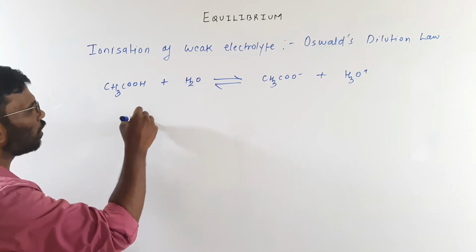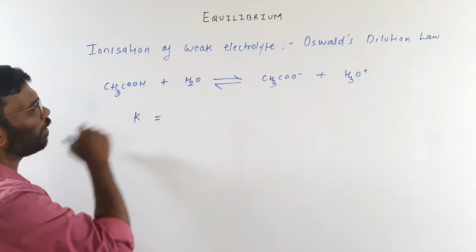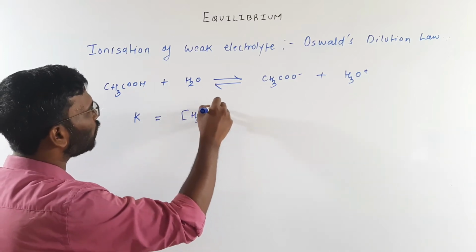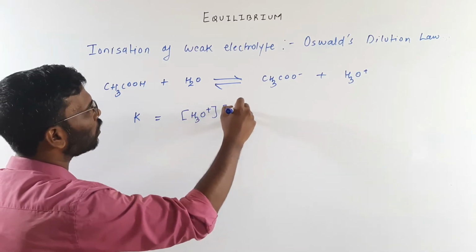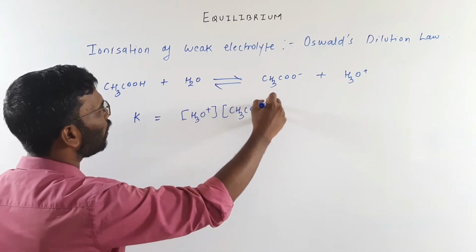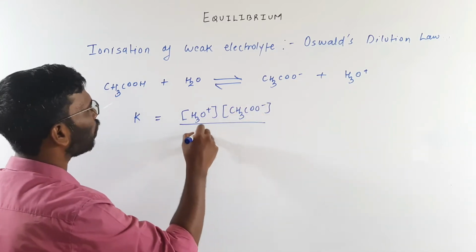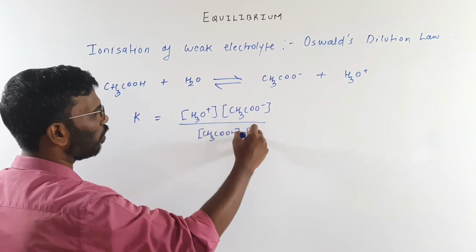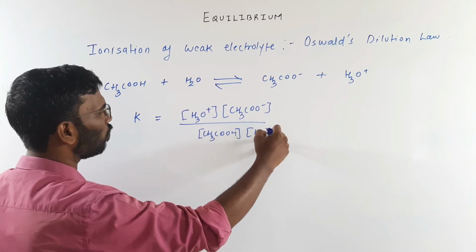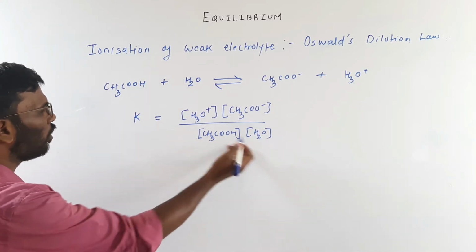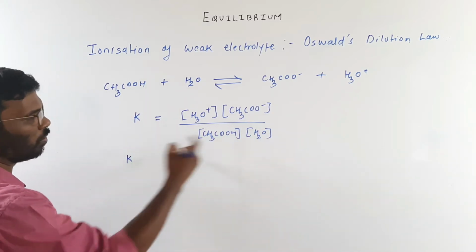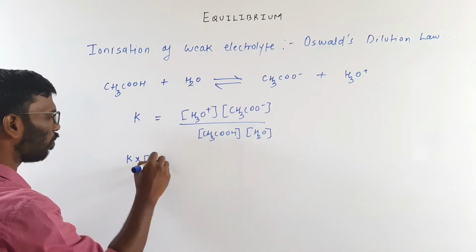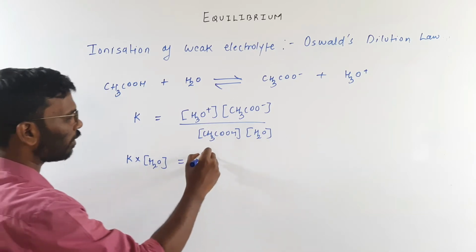So the equilibrium constant in terms of concentration will be written this way: the concentration of H3O plus divided by the concentration of CH3COO minus, divided by the concentration of CH3COOH and the concentration of water. Now what I do is take this concentration, multiply K by the concentration of water, and what I write is this.